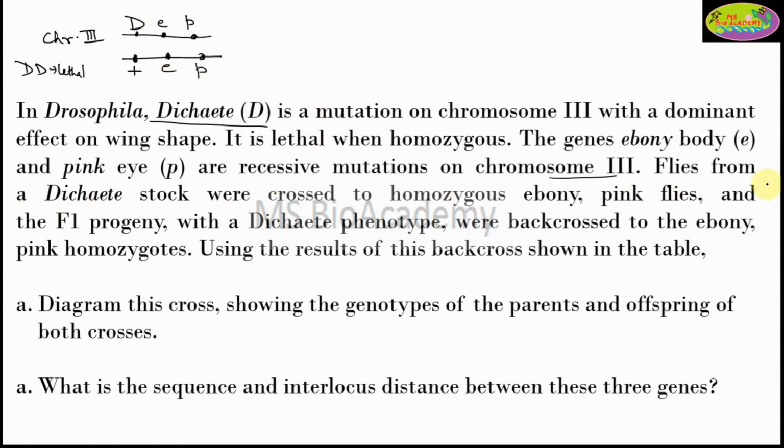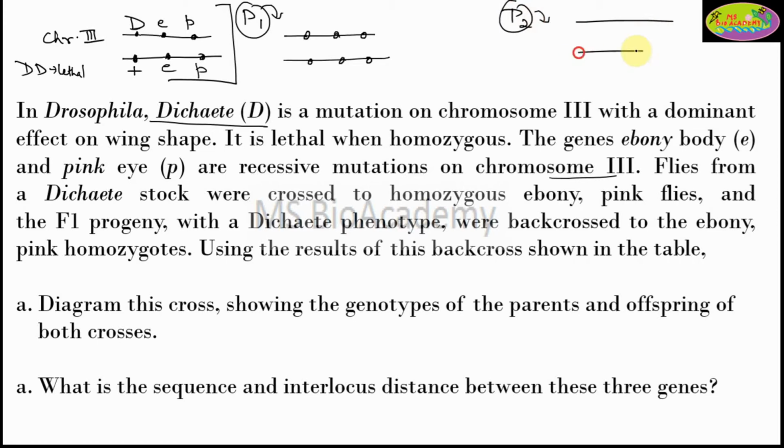Now they have said that the flies from a Dikete stock were crossed to homozygous ebony pink flies. So we have taken a fly from a Dikete stock. That means we are going to take the parental form. So let's not take this now. We'll take the parental form over here. One of the parents, let's say this is our parental 1, P1, which I'm drawing here, and P2 I'm going to draw here.